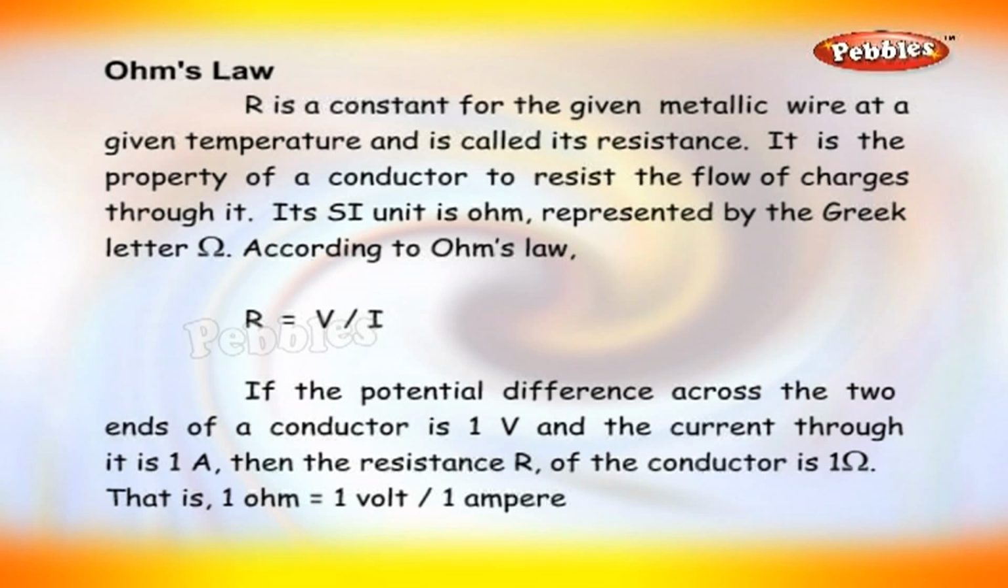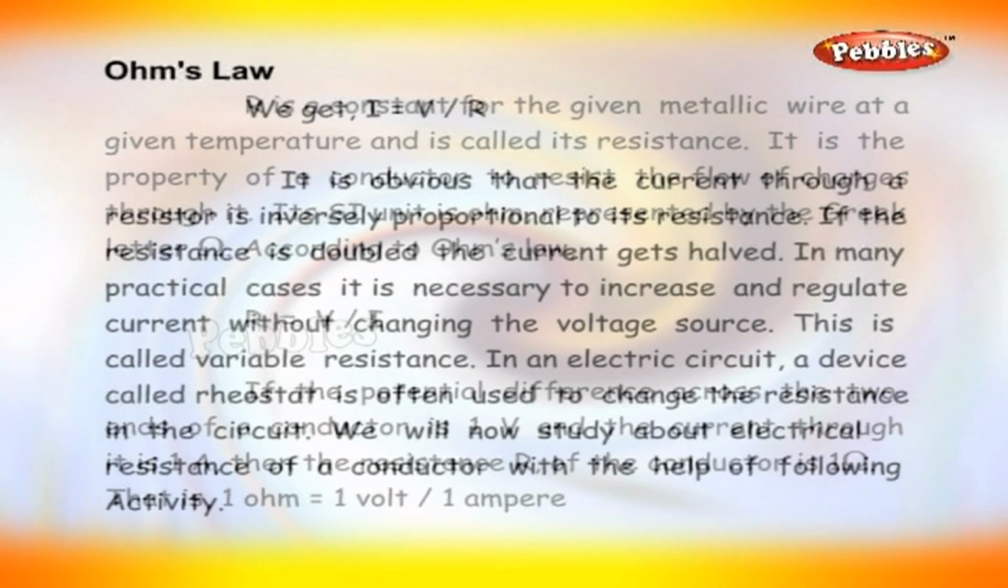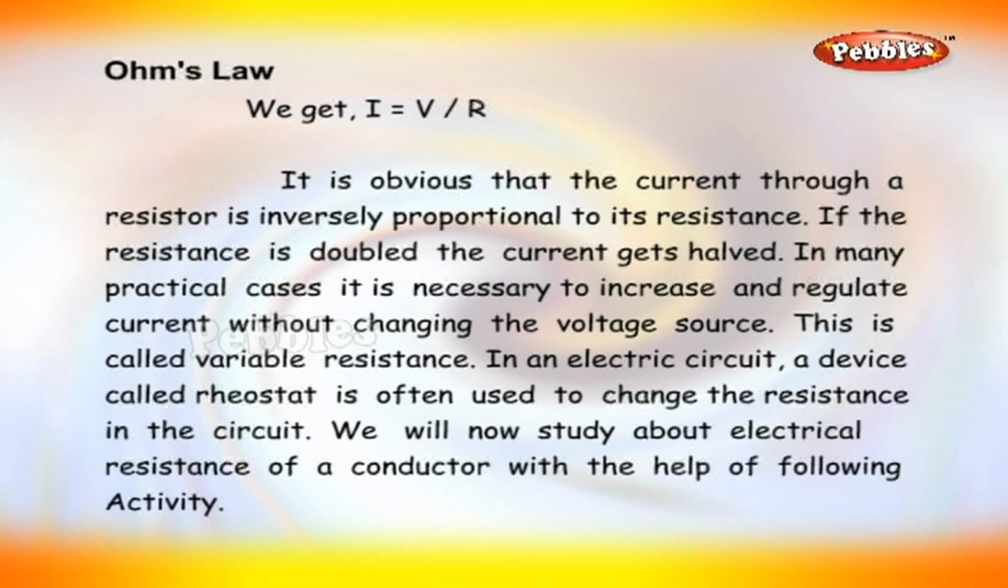If the potential difference across the two ends of a conductor is 1 volt and the current through it is 1 ampere, then the resistance R of the conductor is 1 ohm. That is, 1 ohm is equal to 1 volt divided by 1 ampere. We get I is equal to V by R. It is obvious that the current through a resistor is inversely proportional to its resistance. If the resistance is doubled, the current gets halved.